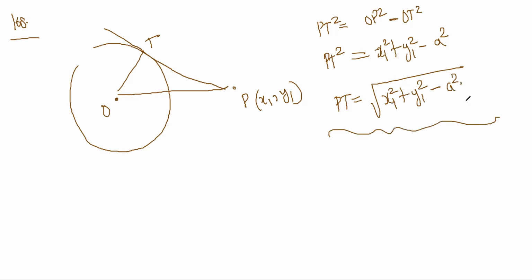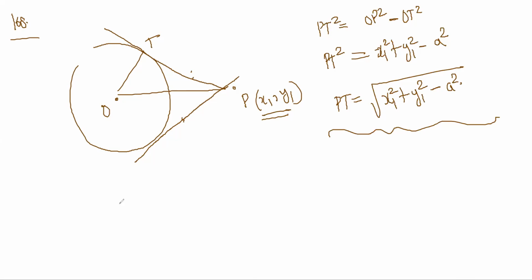So notice one thing though, that the length of the tangent depends only on position of the point and the radius of the circle. It doesn't depend on orientation of the line, no? So both the tangents must have equal length. If you have fixed the point and the circle, then tangents have to have equal length. You understand? It doesn't depend on the direction in which the tangent is drawn. So this is one.